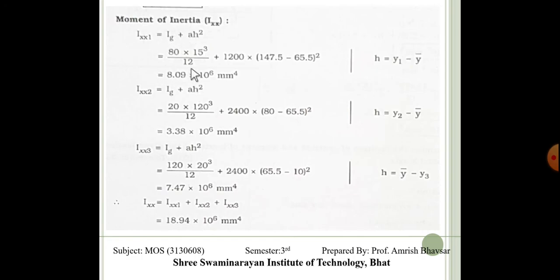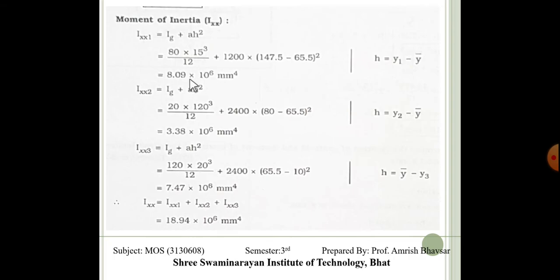Now moment of inertia Ixx is equal to Ixx1. Ixx1 is equal to Ig plus Ah square. Ig is equal to Bd cube by 12 plus area into y1 minus y bar. Here it is y2 minus y bar. So for Ixx1 y1 minus y bar, Ixx2 y2 minus y bar, Ixx3 y3 minus y bar, that we can take. If it is Iyy, then here it is x1 minus x bar, like that. So here Ixx1 is 8.09 into 10 raised to 6 mm raised to 4.